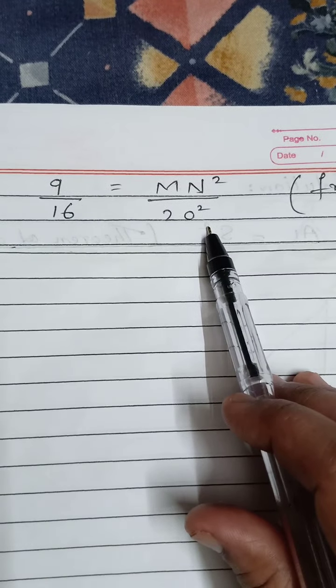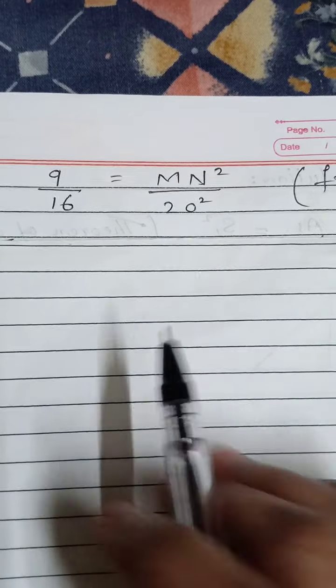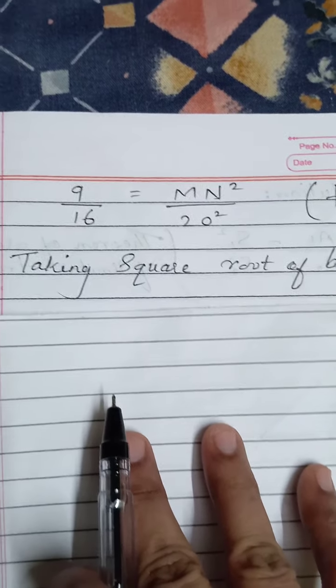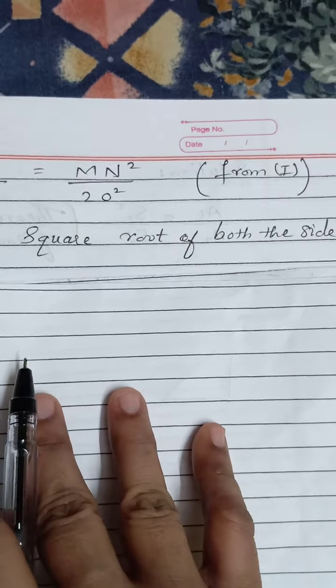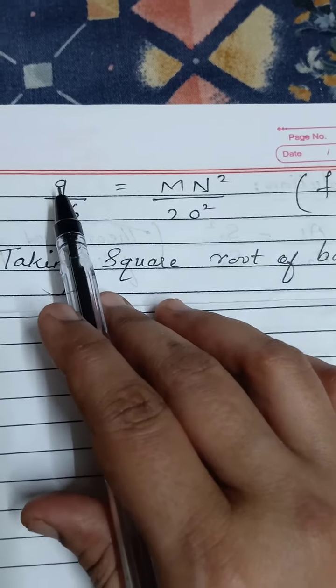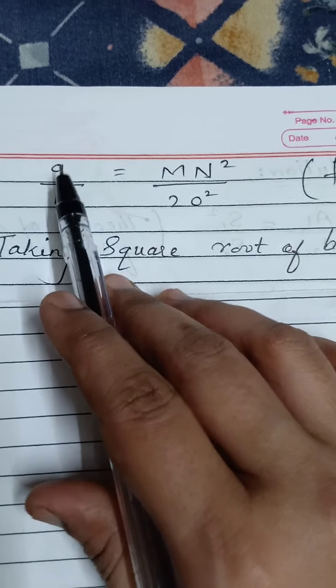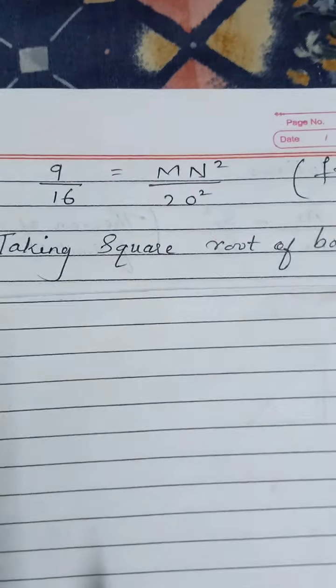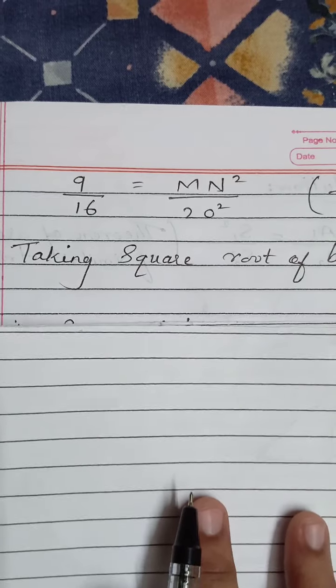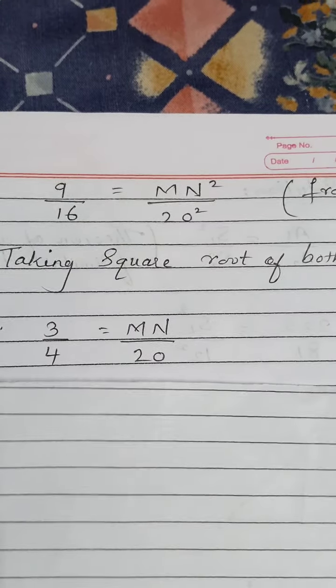Again, we have to remove these squares, as we did earlier in the last question. For removing the squares, we take the square root of both sides. So these squares will be removed, and on the left side we take the root of the two numbers. The root of 9 is 3 and the root of 16 is 4. So we get 3 upon 4 is equal to MN upon 20.